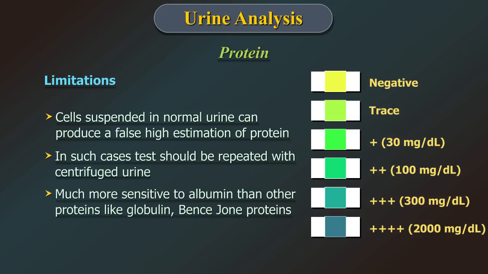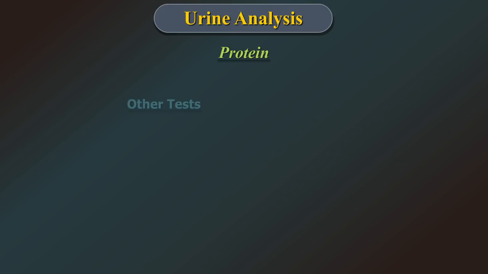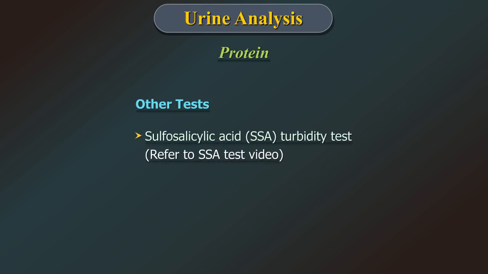It is more sensitive to albumin than other proteins like globulin, Benz-Jones proteins. The other tests include the sulfosalicylic acid turbidity test and the urine protein electrophoresis.